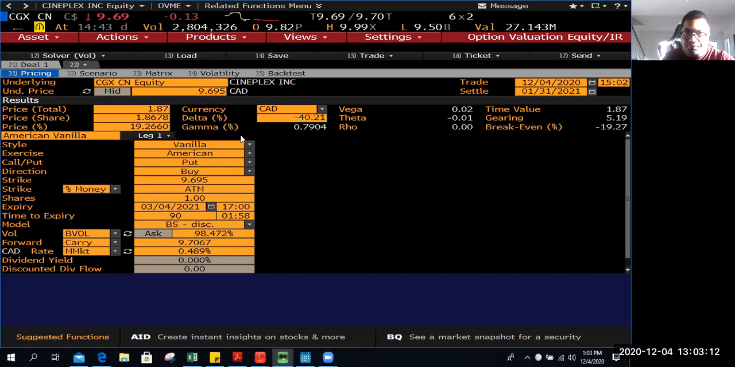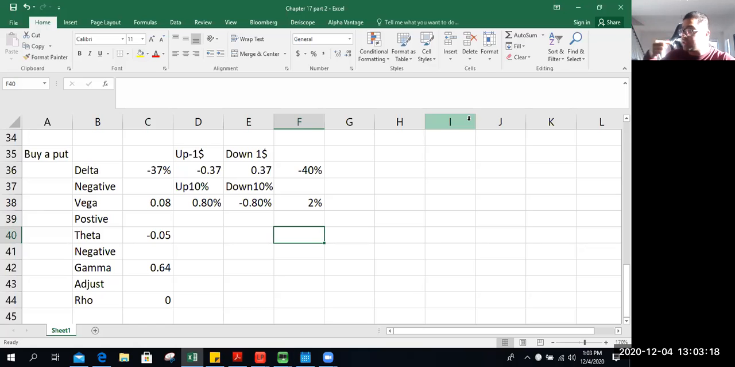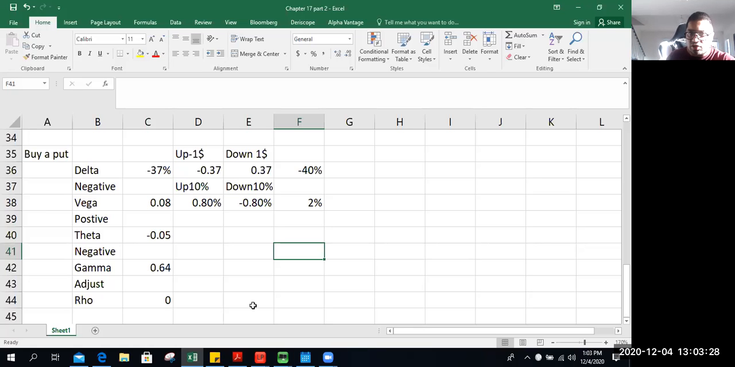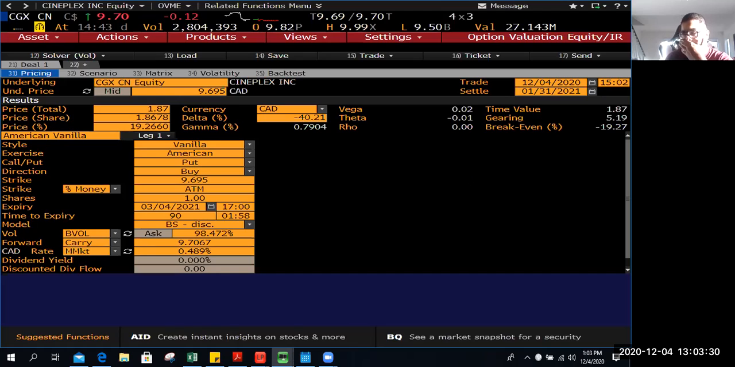What is theta? Theta is 1 cent. So each day that you stay in the position, you are going to lose money by 1 cent. Gamma is the adjustment that you are going to make, 0.79. And rho is interest rates, it's almost zero.